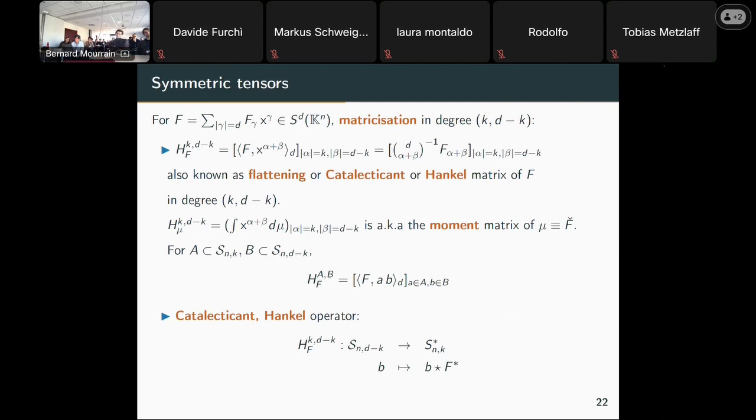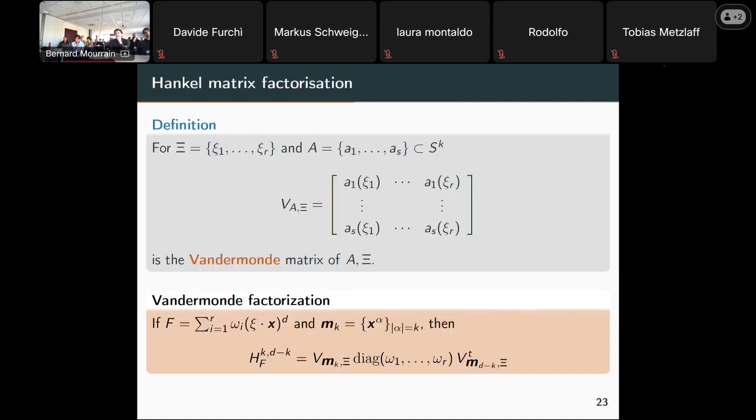And what is this map? Simply, you take the product of a form of degree D minus K with F star. F star is the dual to F. And so this is a linear functional defined on the dual of polynomials of degree K. But it's simply the product. So it's in fact a very simple operator. Okay.